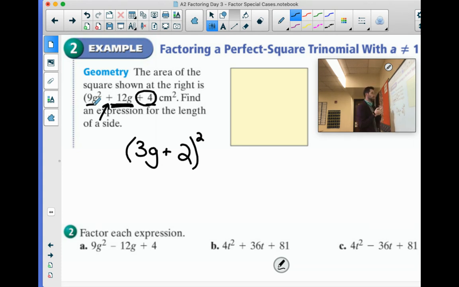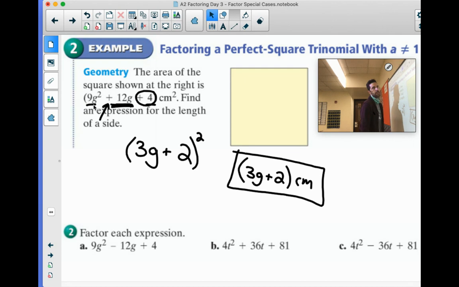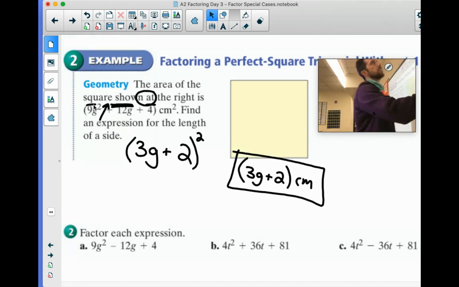So it just asks for the length of one side. So the length of one side would be 3g plus 2 centimeters. Now, if they said factor it completely, this 3g plus 2 squared would be your answer, which is what they're going to ask you for right here.